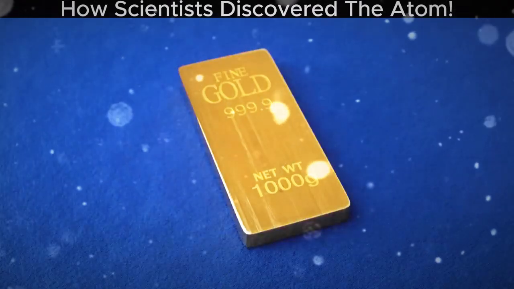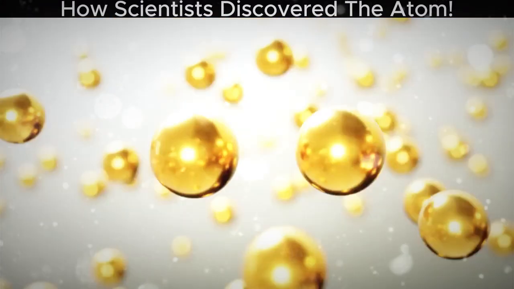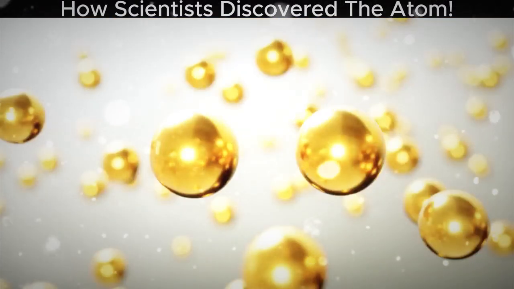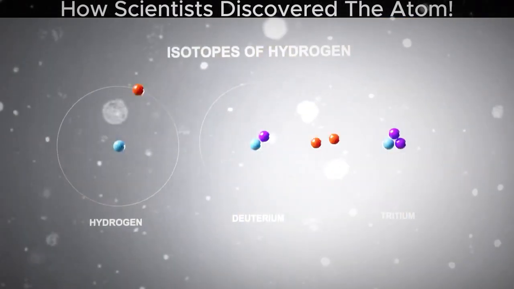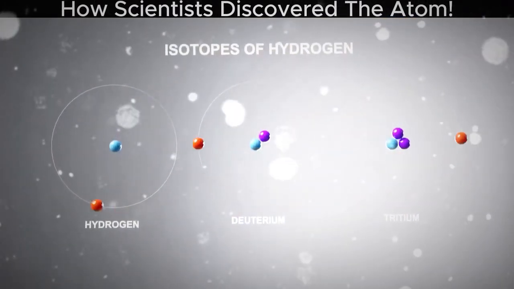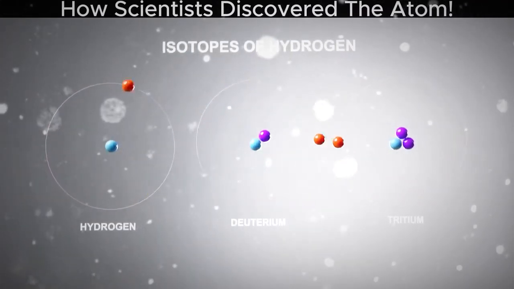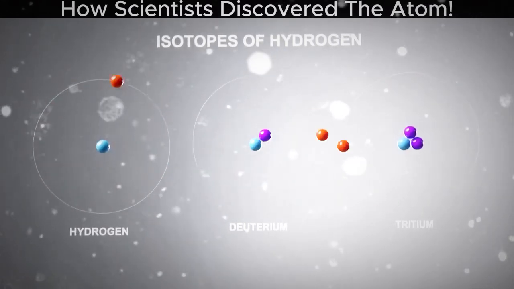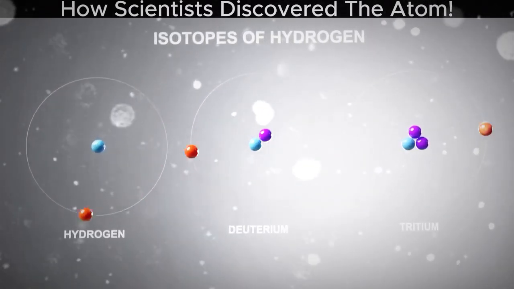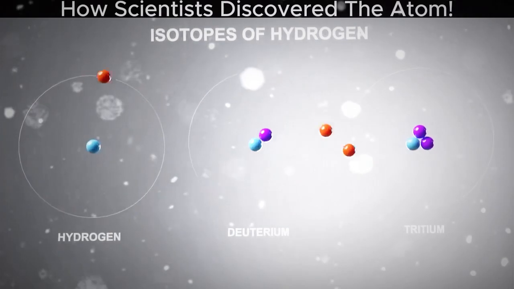Dalton stated that all atoms of a particular element are similar in all respects, whether it be their physical or chemical properties. Later, this was proven to be wrong because of the existence of isotopes. Isotopes are atoms of the same element but with different masses due to the unequal number of neutrons. However, the concept of electrons and nucleus were unknown at that time.